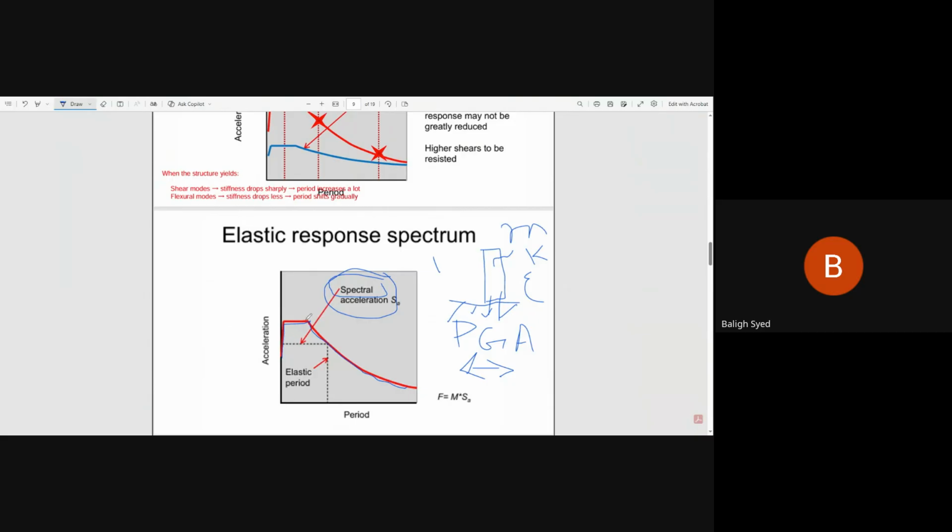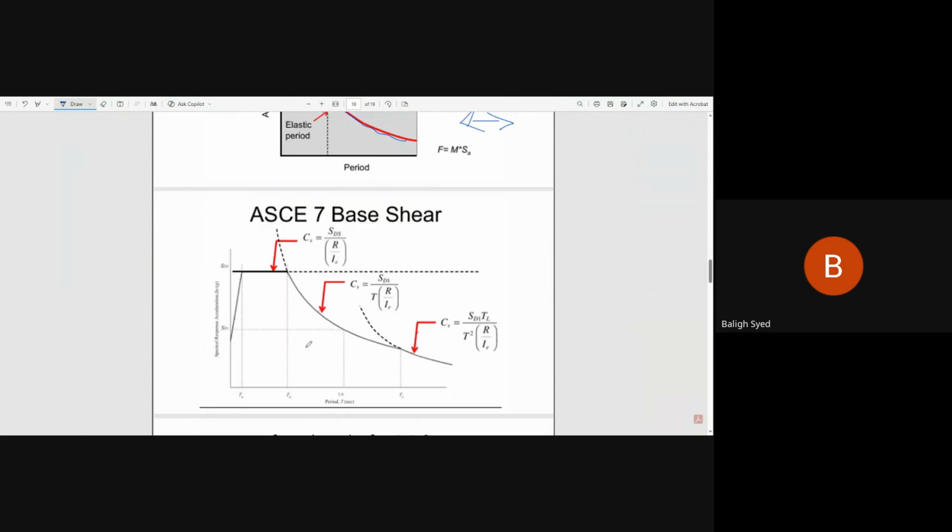So this is the most fundamental spectral acceleration curve. You will keep seeing it again and again. Here is the maximum acceleration you can see, and then it starts decaying, and then you go into the constant acceleration zone, and then your period becomes larger and larger, right? And in ASCE 7, we discussed this in too much detail.